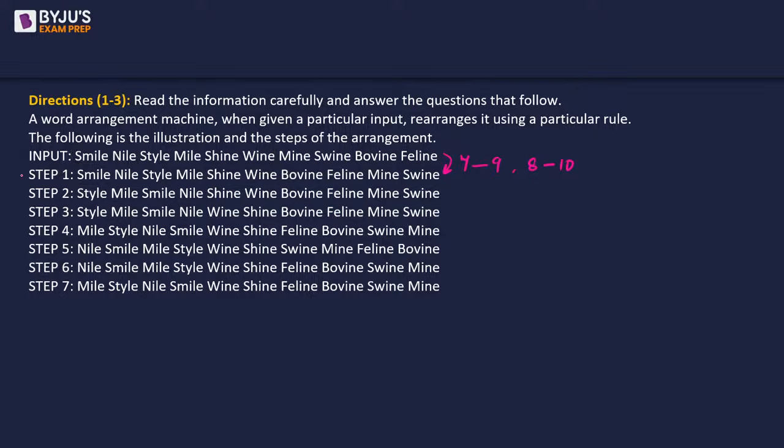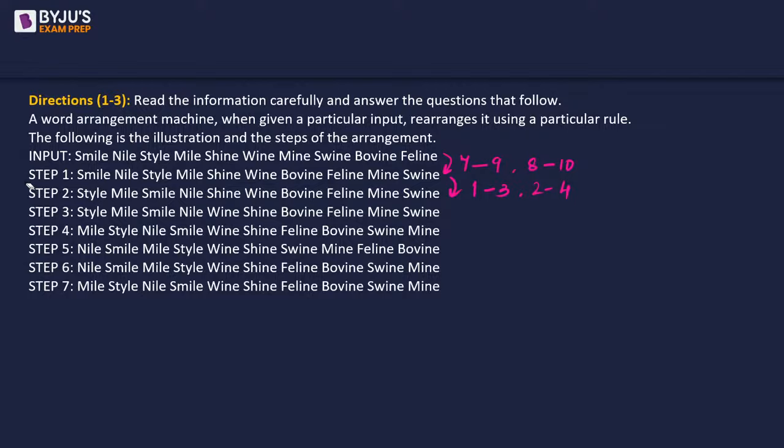Now if you look at step 2 and step 1, you will see that the first 4 are changing, sorry, and the last 6 are the same. The change is happening in the first 4 words, right? What change is happening here? The first word was smile. Now smile is the third word. So the first and third have interchanged, and the second and fourth have interchanged. Nile and mile, the second and fourth words, have become mile and Nile. So the 2 and 4 interchanged. Okay?